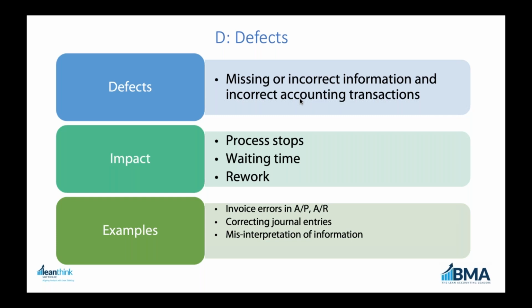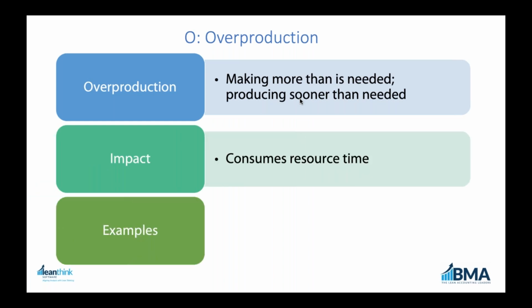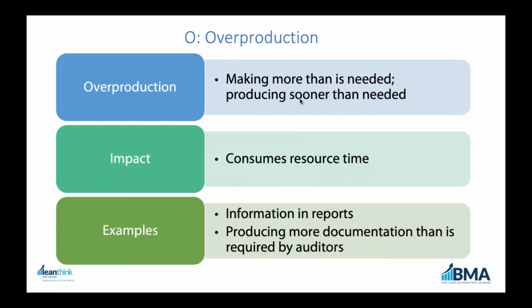So we've got some examples here. We just talked about payables, receivables. Anytime you're doing a correcting journal entry, think of, well, why am I doing that? Why should I have to correct anything? And like I said, the misinterpretation of information. So defects, pervasive.